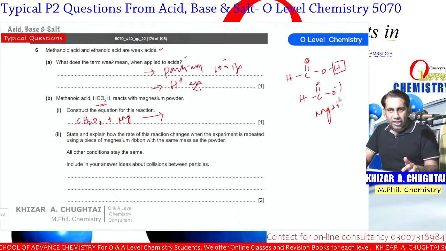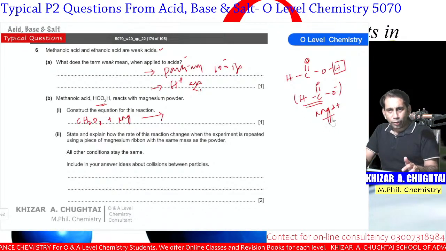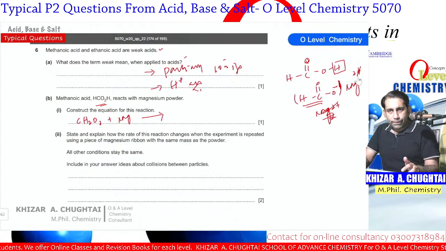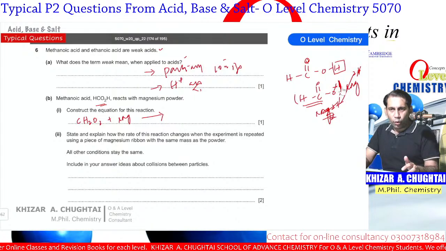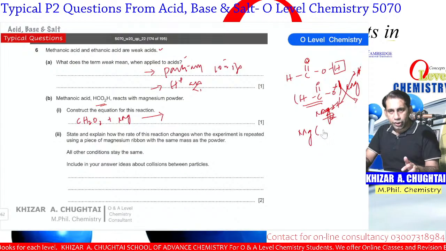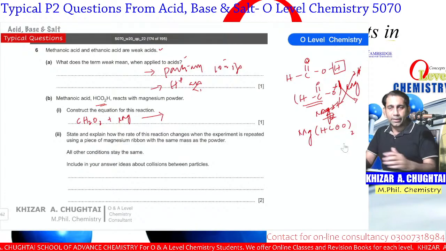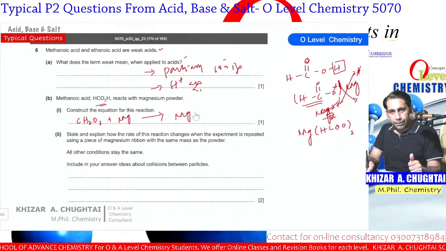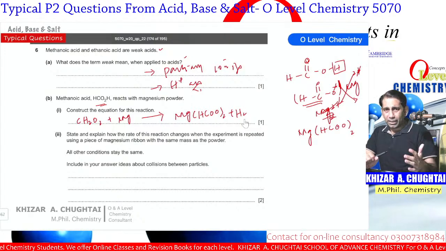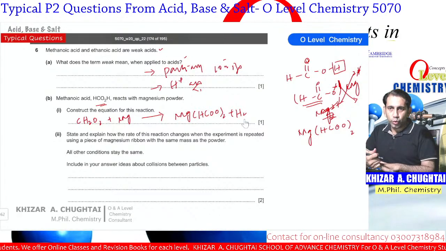So the combination of this negative ion and this positive ion, I'm going to write over here: magnesium 2 positive ion, and it is having 1 negative ion. So the 2 positive and negative will be cancelled out. 2 will be over here and 1 will be over here. So the exact formula of this salt will be Mg(HCOO) twice, right? So I'm going to write it over here: Mg(HCOO)2 plus H2. Whenever acid reacts with a metal, there is the formation of H2 gas.